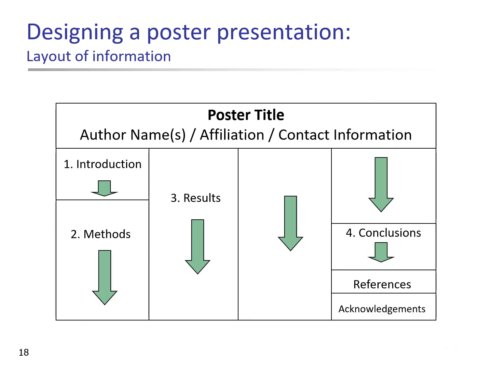So just to summarize, if you're going to design a poster, this is the general layout. So the title at the top, author name, affiliation, contact information, introduction, methods, results, conclusions, references, acknowledgements, and so on. You'll also notice that the general direction is top down and then left to right. So this is perhaps the most common design that you'll see.